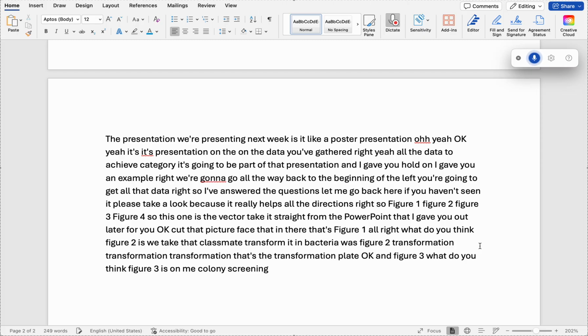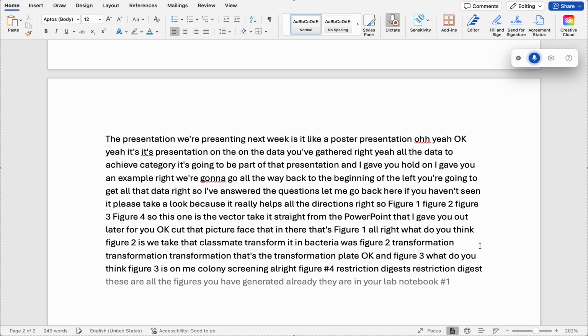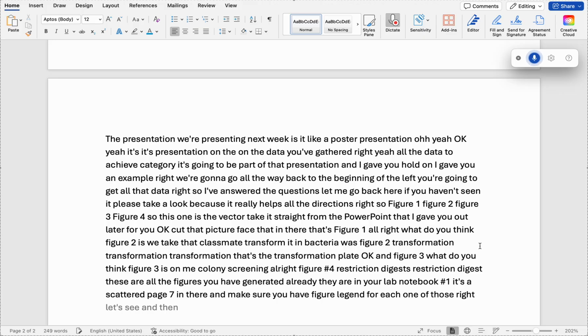How can you fit all of this into one poster? Figure number 4, restriction digest. These are all the figures you have generated already. They are in your lab notebook number 1. You just cut and paste them in there, and make sure you have a figure legend for each one of those. I think that's all from the first part.